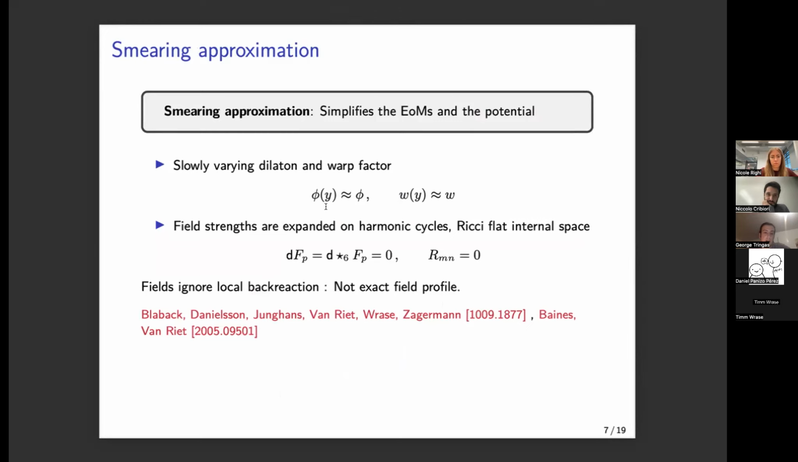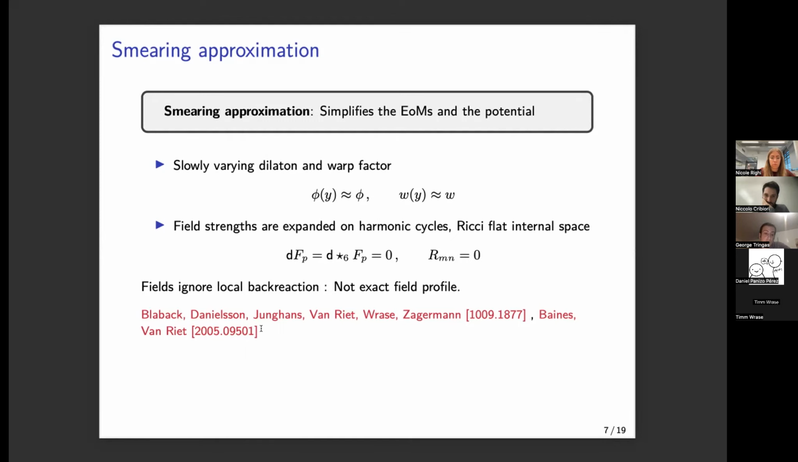This affects the dilaton and the warp factor, and also the deformations of the internal space, because the dependence on the internal coordinates becomes really weak, and you can consider it to be constant. So this is an important simplification when you smear the sources. Also, your fluxes become harmonic, and of course, your internal space is Ricci flat. So then you ignore the backreaction from the local objects, and you don't get the exact profile of your fields.